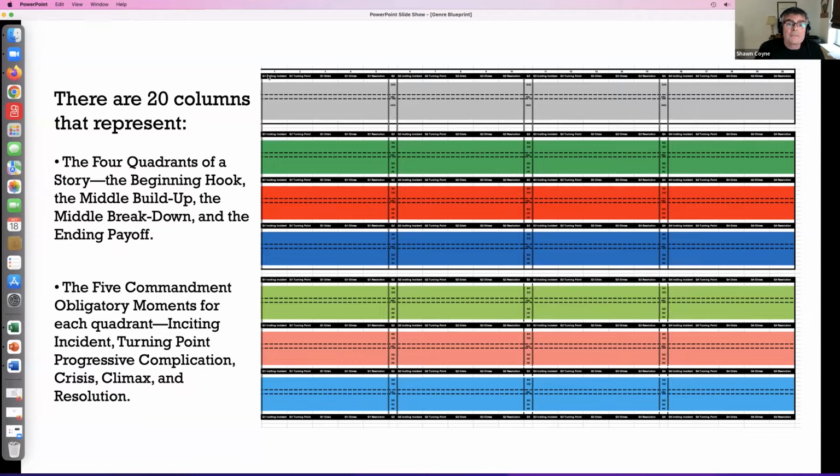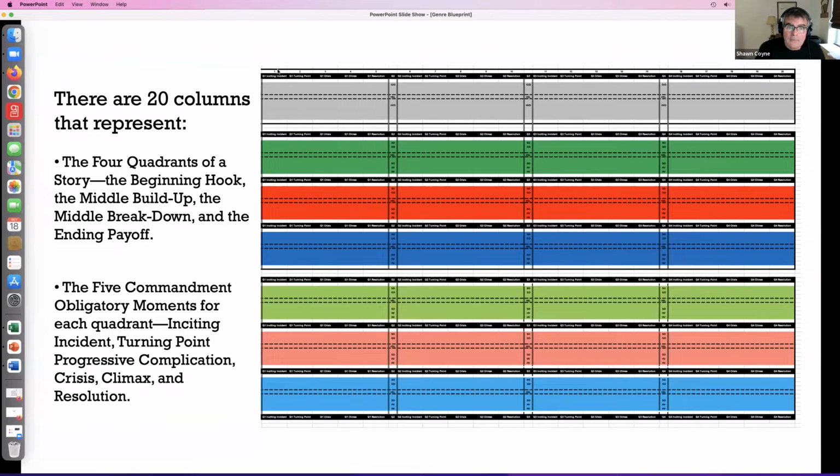The other columns here, broken into 5 in each of the 4, are the 5 commandments of the obligatory moments for each quadrant. So each quadrant has an inciting incident, a turning point progressive complication, a crisis, a climax, and a resolution. So all 5 are represented in each of these quadrants.